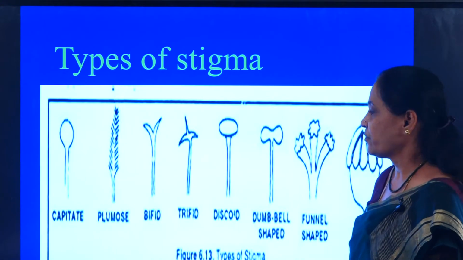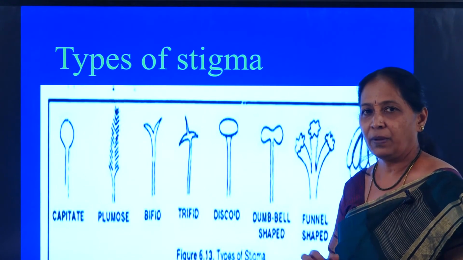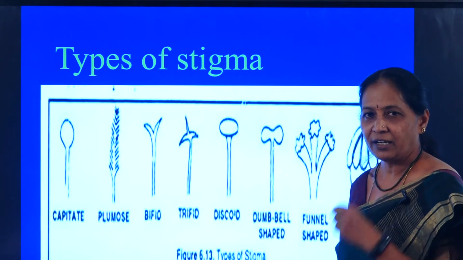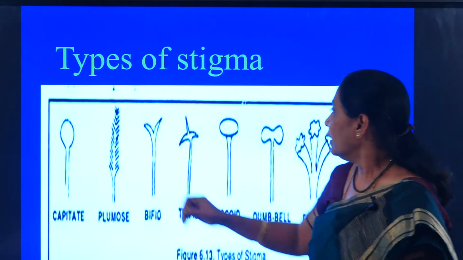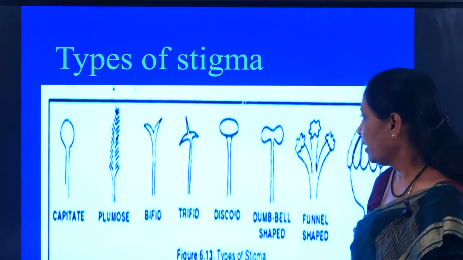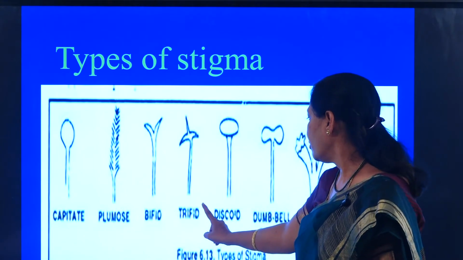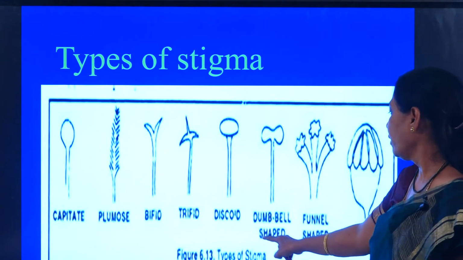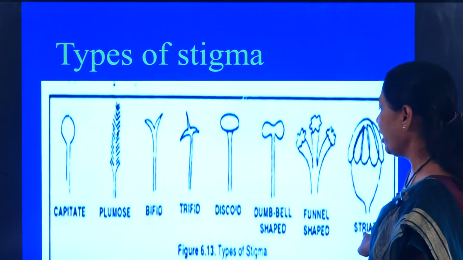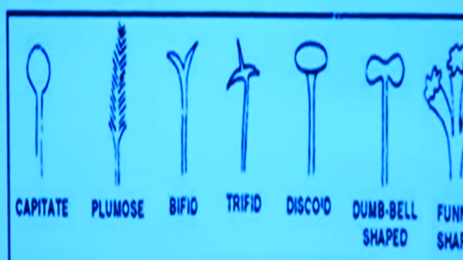This is the types of stigma. When we observe the carpel, the pistil will have the ovary, style and stigma. These are the types of stigma that can be seen in different flowers. It may be capitate, plumose, bifid, trifid, discoid, dumbbell shaped, funnel shaped and striated. These are the different types of stigma we will come across.